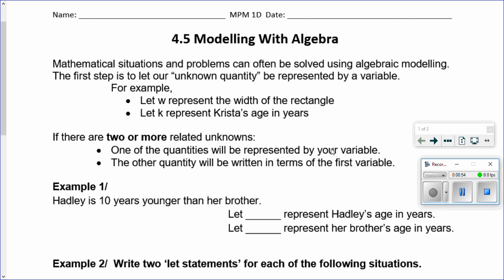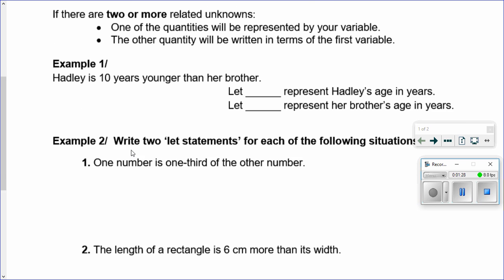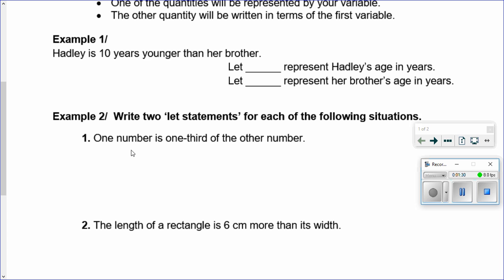One of the things that I have certainly tried to impress upon you is to not use X and Y anymore, but to try and use letters that make sense. So W for the width of a triangle, K for Krista's age. I personally would have chosen Y for years, but it does depend on the question and what's going on. If there are two or more related unknowns, try to make one of the quantities be the variable and then make the other one written in terms of the first variable. This will make a little bit more sense as we go along. So let's get into it.